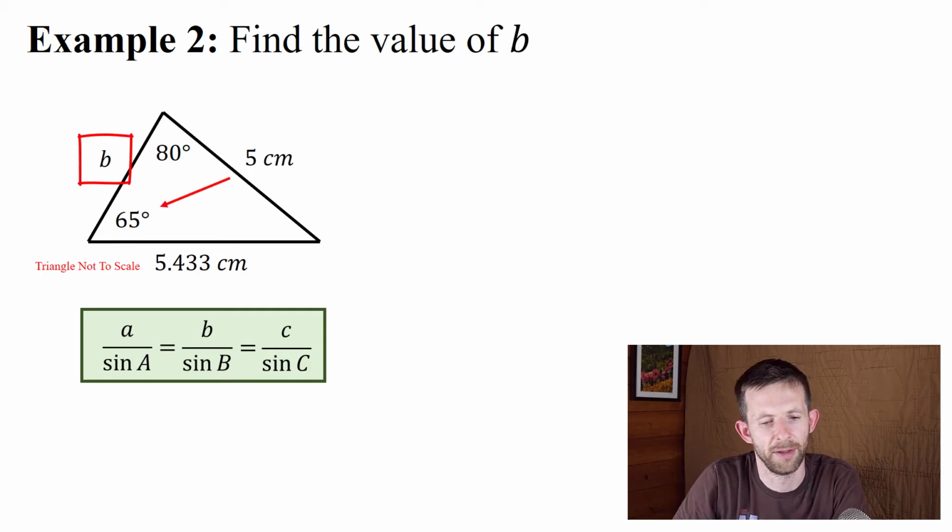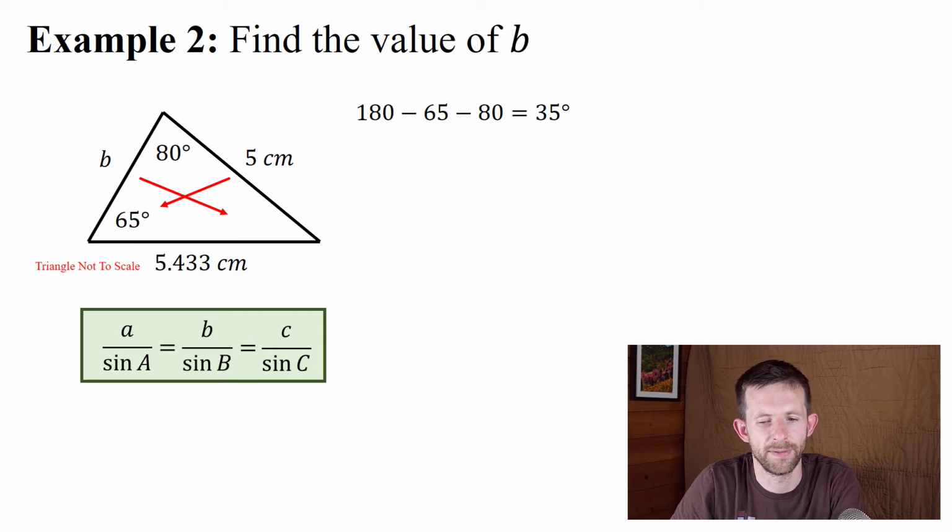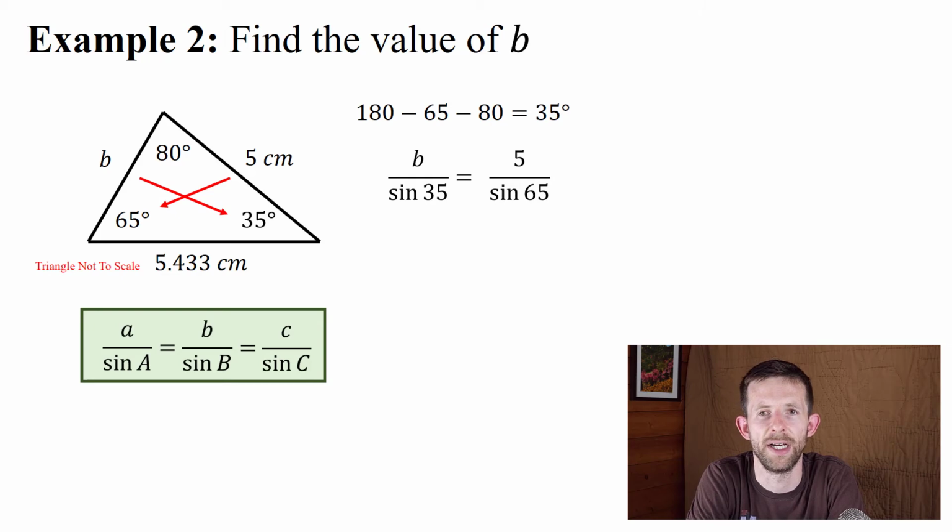In the second example, I want to find the length of side b. Again, I'm going to start with 5 divided by the sine of 65. For b, I don't have the angle opposite of b. But what I do know is that the 3 angles in a triangle all add up to 180. So I can find the measure of the angle opposite side b. Now I can set up my proportion. b over the sine of 35, sorry, is the same as 5 over the sine of 65.